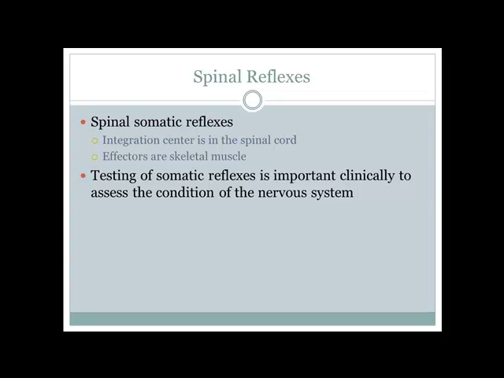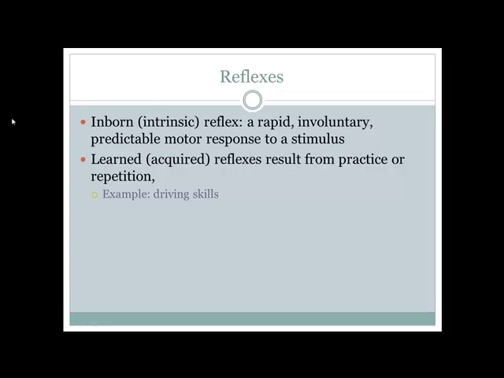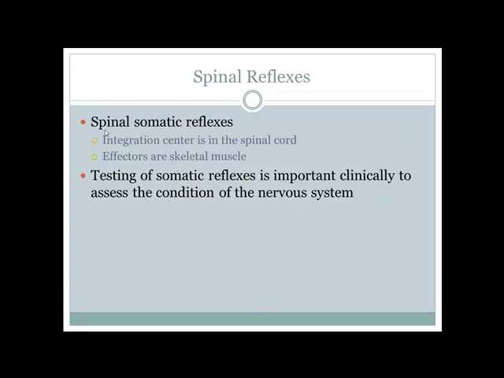With your spinal reflexes, you're going to have somatic reflexes. Testing your somatic reflexes, your inborn or intrinsic reflexes, is going to be very important clinically to make sure that your nervous system is working properly. It's nice to do them in a healthy individual to have a baseline, because some people's somatic reflexes are different than others.